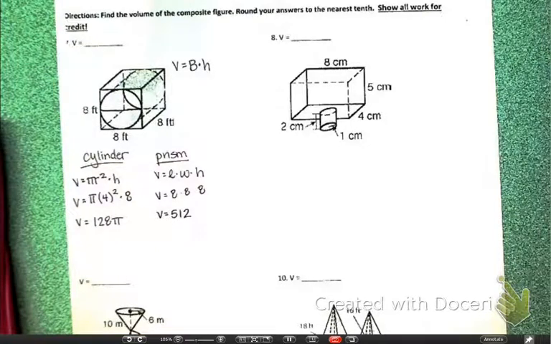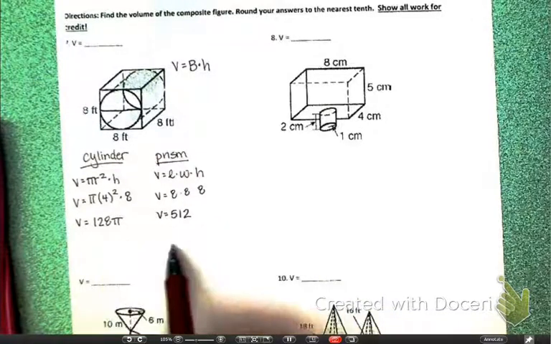Okay, so I found the individual volumes. Now I have to think about whether I would add these volumes together or subtract them. Any ideas? Who says subtract? Freddie? Why? It's hollow. Do you see that really that cylinder is taken out of the prism? Okay, so we're going to subtract these two. So which one would we subtract from the other? Subtract the cylinder from the prism.